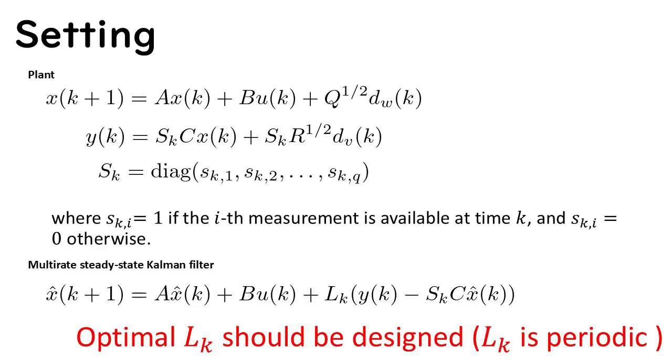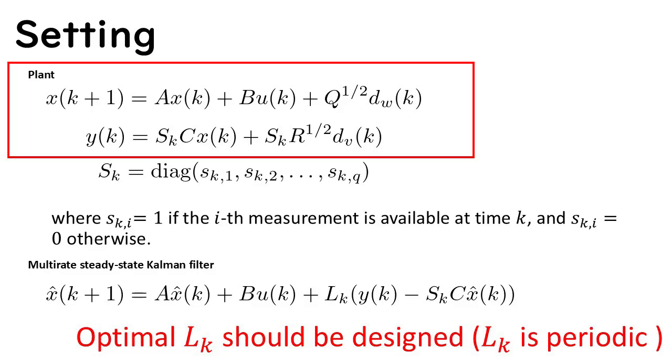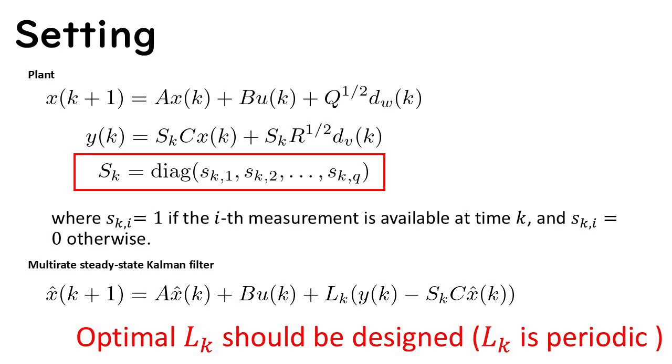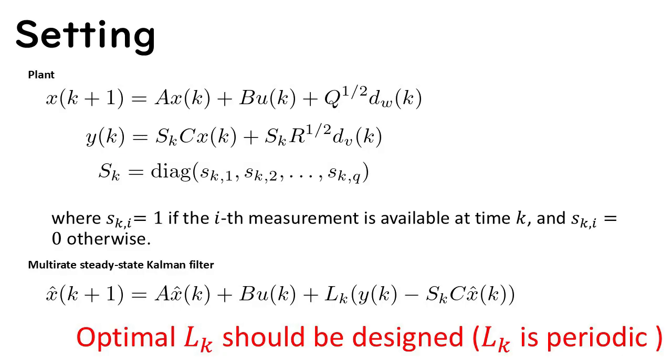The plant is given by this state space model, and the matrix S characterizes the sensing timing. The objective is to design periodic steady-state Kalman gains in a multirate sensing environment.